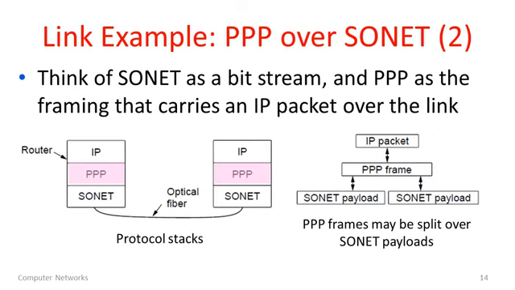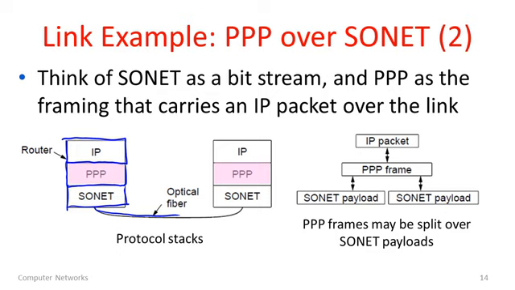Here's a little more on how PPP works. First we have the protocol stack here. You can see the IP layer here is going to produce packets and hand them down to the PPP layer, which is acting as the link layer and providing framing. The link layer is then going to run over the SONET layer, that's the physical layer here. And eventually it'll go out that optical fiber.